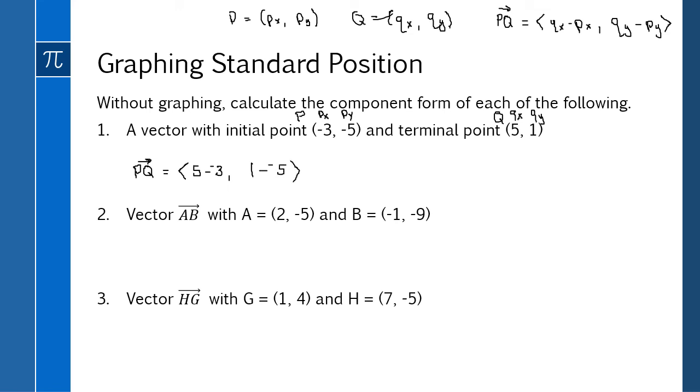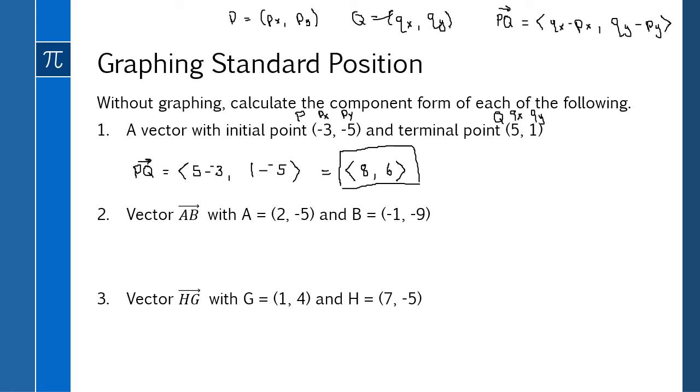And then all you have to do to get that as a nice tidy little standard form vector: 5 minus negative 3 is 5 plus 3 or 8. And 1 minus negative 5 is 1 plus 5 or 6. So it's telling us that to go from point P to point Q is 8 units to the right and 6 units up. So in standard position, if you were to start at the origin, then you would end at the point (8, 6).